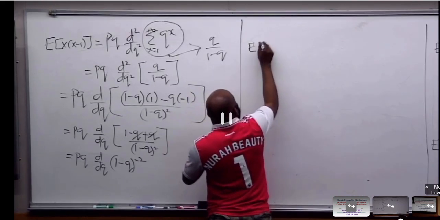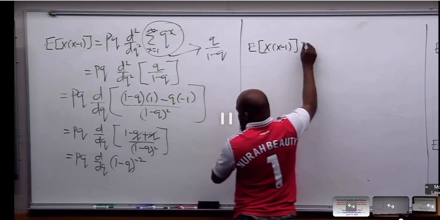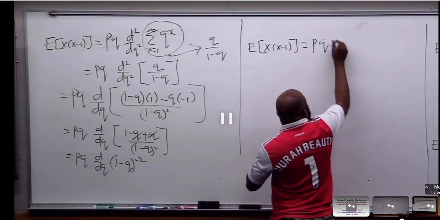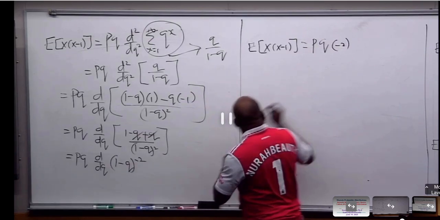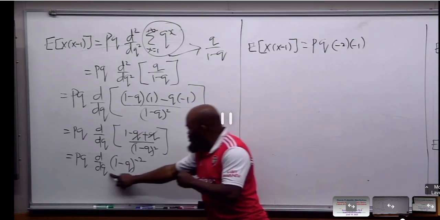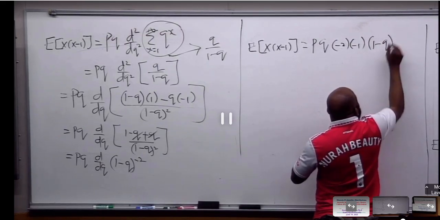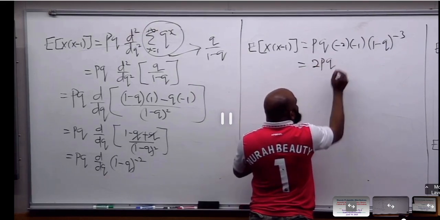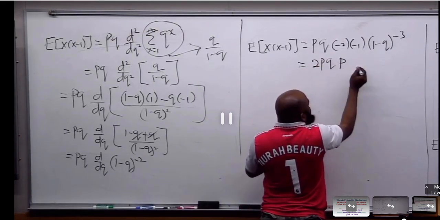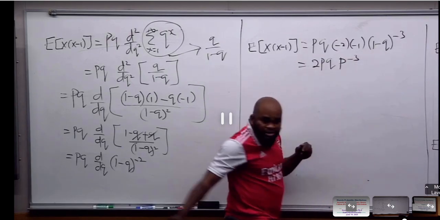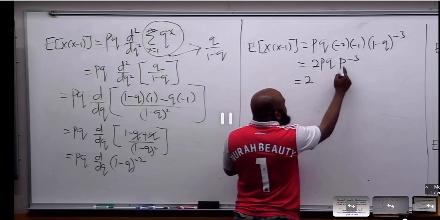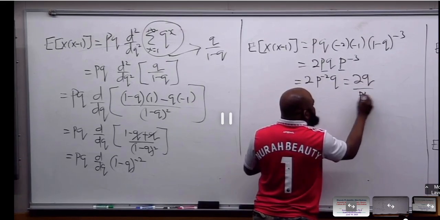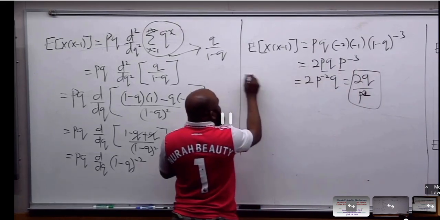Now, expectation into x minus 1, PQ. Now I want to differentiate this guy. Okay, minus 2. Then inside, negative 1. Write everything. 1 minus Q raised to power negative 3. Okay, so here now, it's going to be 2PQ. Okay, this guy here is the same thing as P raised to power minus 3. Don't forget 1 minus Q equal to P, right? So this is 2. Combine this and this. 2P raised to power this. So it's going to be 2Q over P squared. Right? Now, which is this guy.